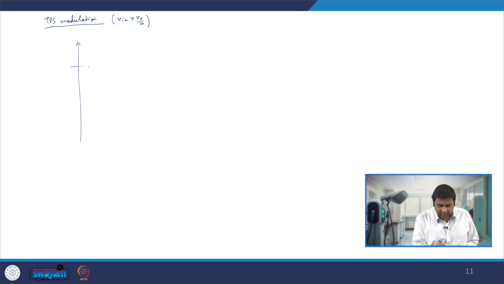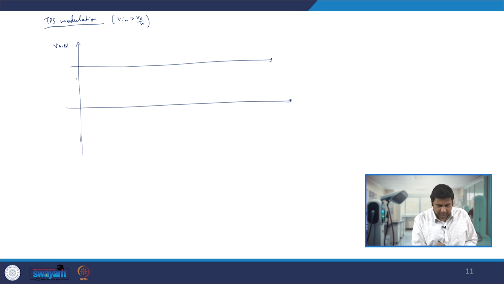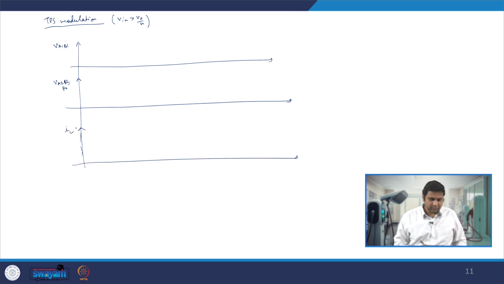If you look very carefully, first let us draw VA1 B1, and then let us draw VA2 B2 referred to primary side, and then finally let us draw my IL. So if we look very carefully, since we are having triple phase shift, that means we are having delta, theta 1, theta 2. Theta 1 indicates there is a phase shift between the turning off period of the diagonal switches.